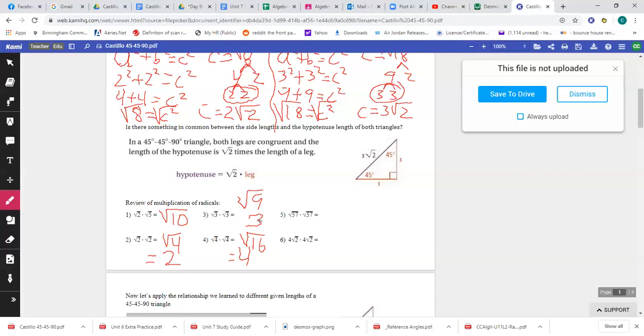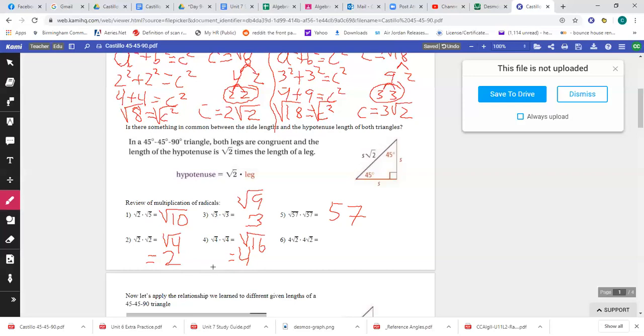Root 3 times root 3 is just 3. Root 4 times root 4 is 4. So you should all know that root 57 times root 57 is just going to be 57. You don't even need to multiply 57 times 57. You know the answer is just going to be 57.